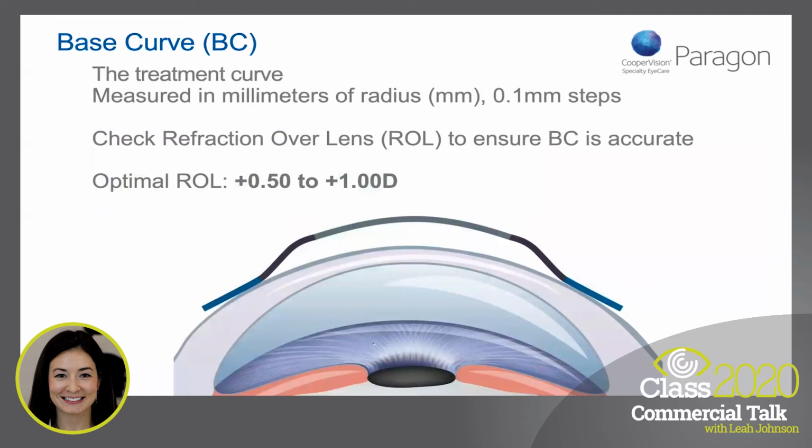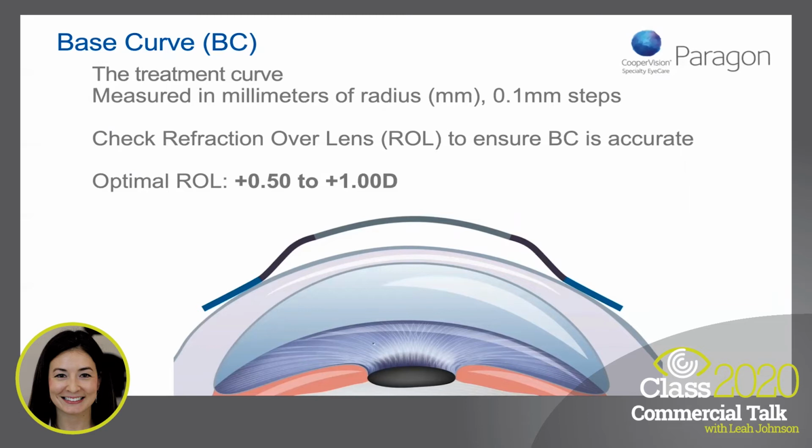So the base curve provides the mold for the treatment for the myopic correction. It is measured in millimeters of radius and measured in 0.1 millimeter steps. The base curve is calculated from the lens calculator, taking into account a patient's flat K values and their manifest refraction. There is an additional 0.50 diopters built into the base curve calculation, also known as the Jessen factor, and that helps with regression throughout the day, as Ortho-K is a temporary process of corneal reshaping.